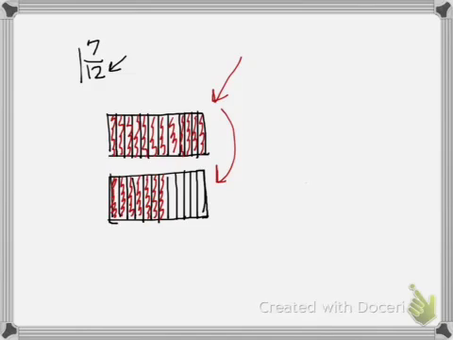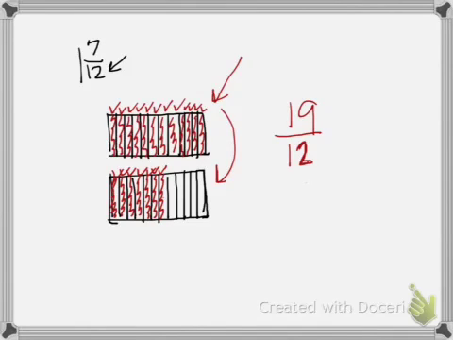So now if I want to write this as an improper fraction, I know that the size of my pieces are in twelfths. And now let me count how many I have. 1, 2, 3, 4, 5, 6, 7, 8, 9, 10, 11, 12, 13, 14, 15, 16, 17, 18, 19. So 19 over 12.